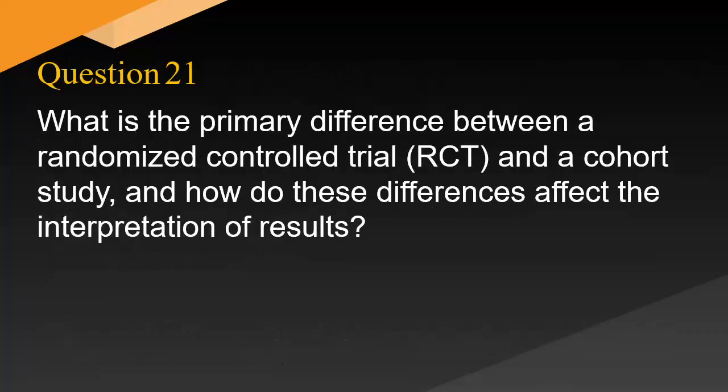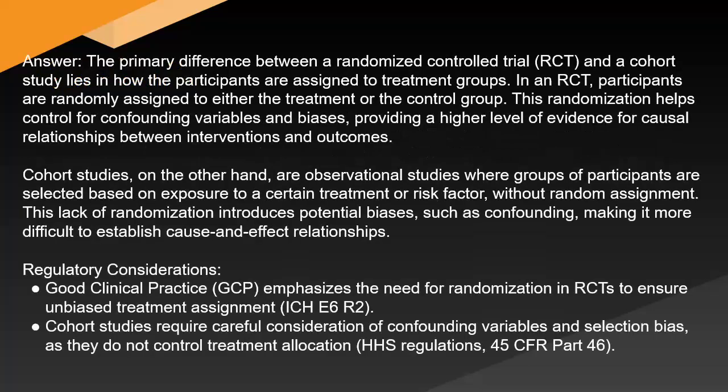What is the primary difference between a randomized controlled trial, or RCT, and a cohort study, and how do these differences affect the interpretation of results? Answer: the primary difference between a randomized controlled trial (RCT) and a cohort study lies in how the participants are assigned to treatment groups. In an RCT, participants are randomly assigned to either the treatment or the control group.